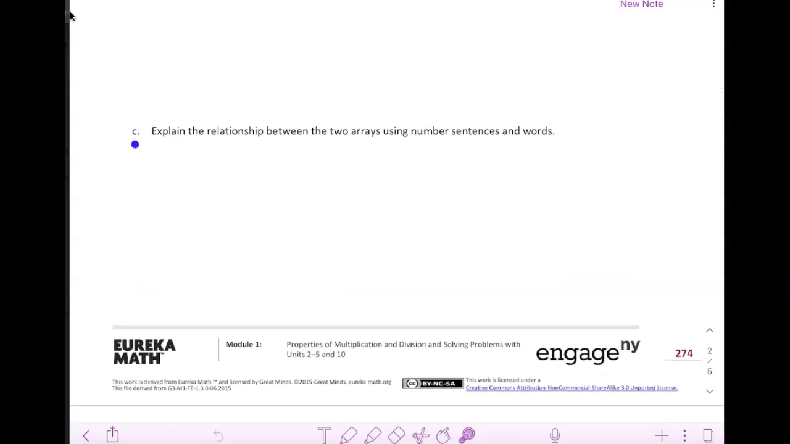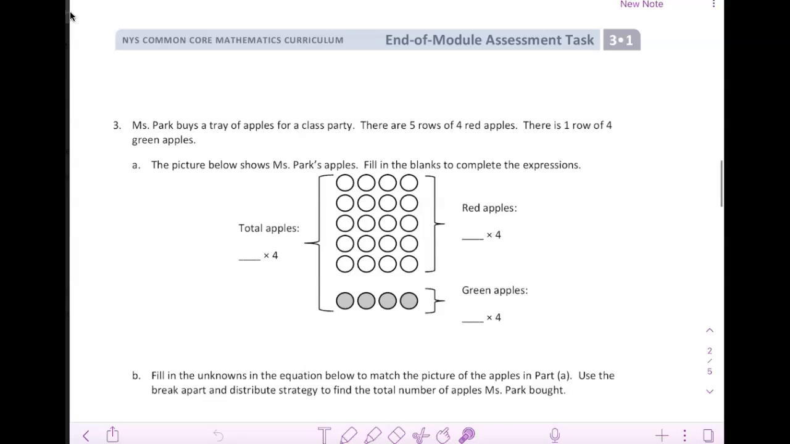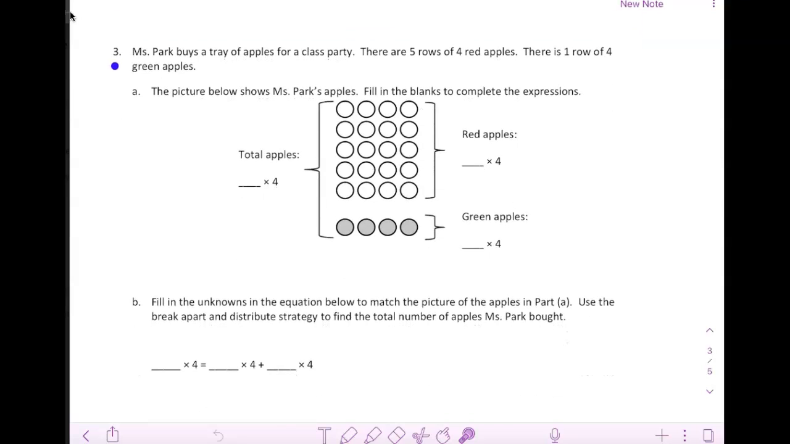Letter C. Explain the relationship between the 2 arrays using number sentences and words. Number 3. Ms. Park buys a tray of apples for a class party. There are 5 rows of 4 red apples. There is 1 row of 4 green apples.